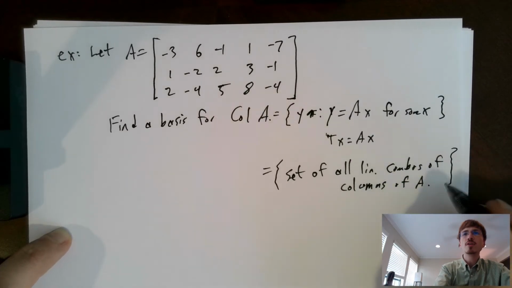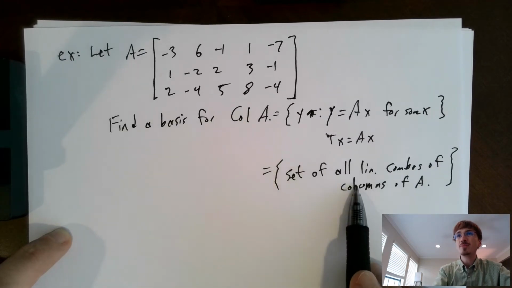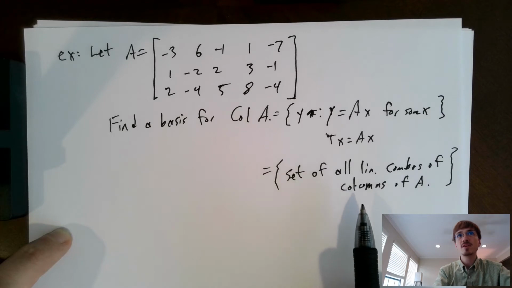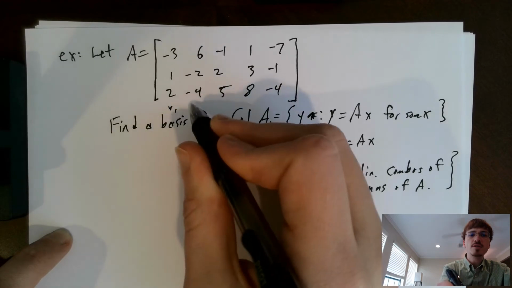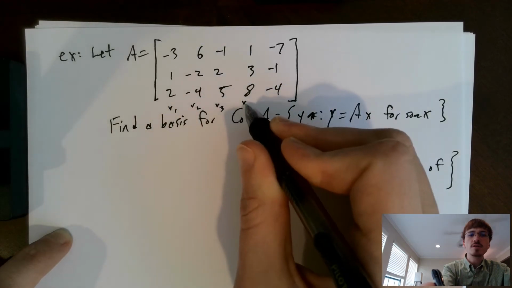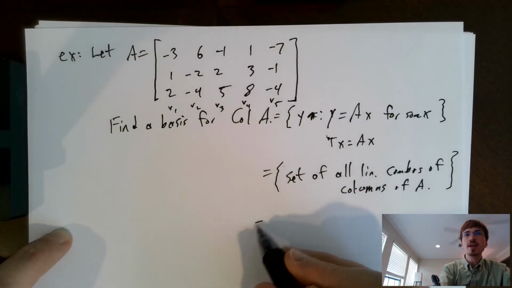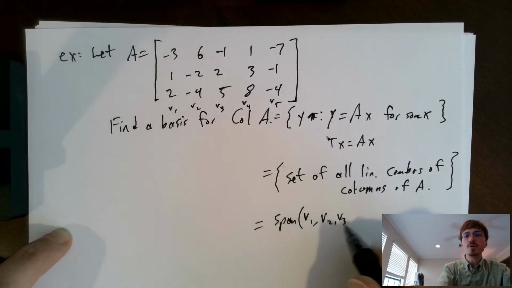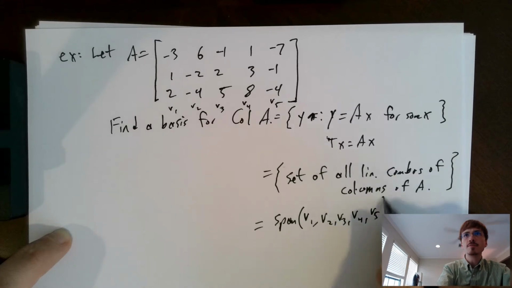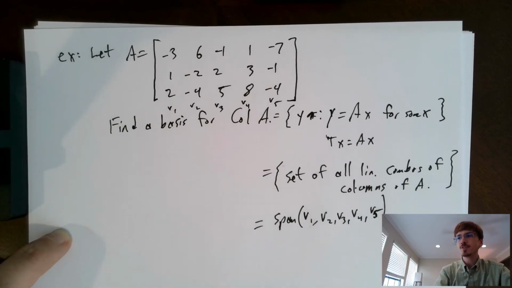How can we instead define the set of all linear combinations of the columns of A? The set of all linear combinations is a span. So let me call these vectors v1, v2, v3, v4, v5. We know that the column space of A has to be the span of that set of vectors v1, v2, v3, v4, v5. So no matter what, we know that these 5 vectors must span the column space.